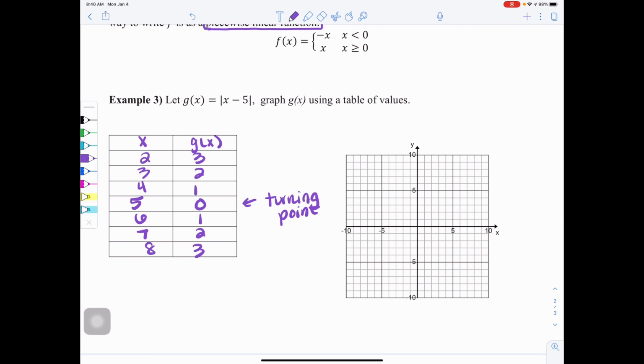So from here, we can just come over and graph this. We have 2, 3, 3, 2, 4, 1, 5, 0, 6, 1, 7, 2, 8, 3. So now we see we have this V-shaped graph like so, and we will label it with g of x equals the absolute value of x minus 5. And that concludes your lesson on absolute value, day 2.